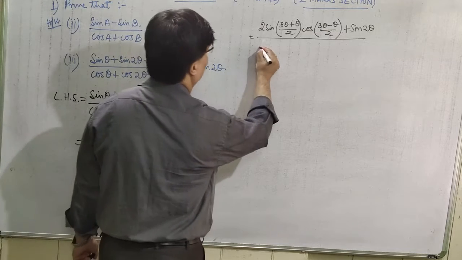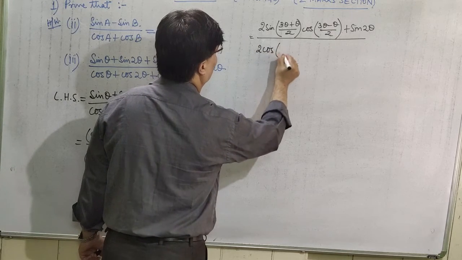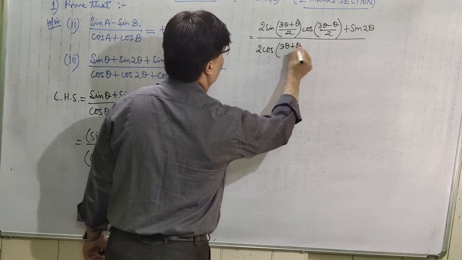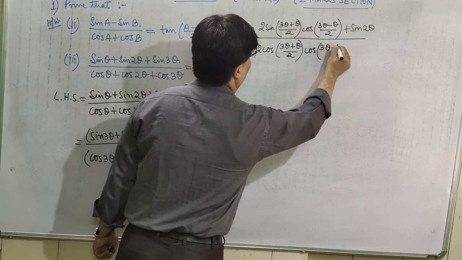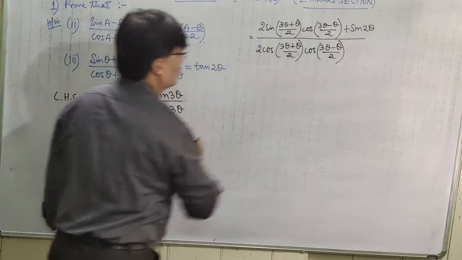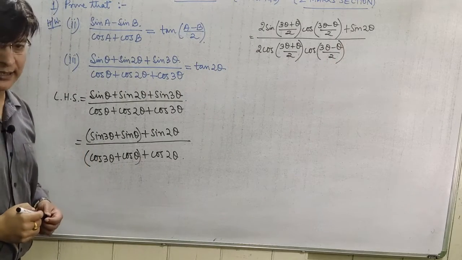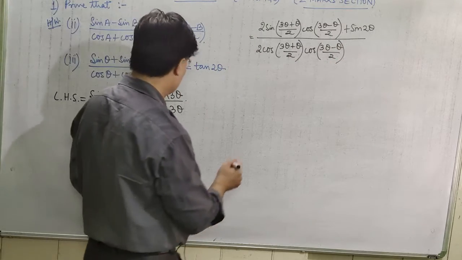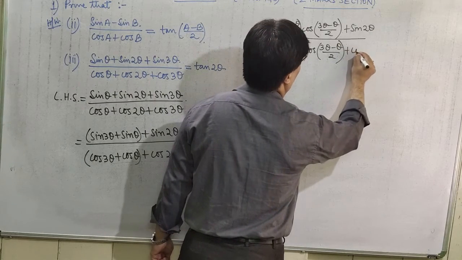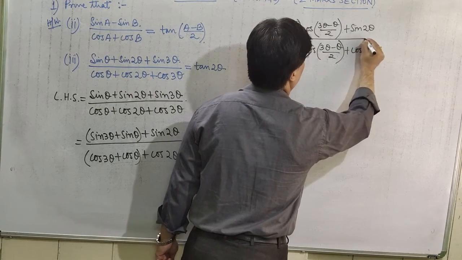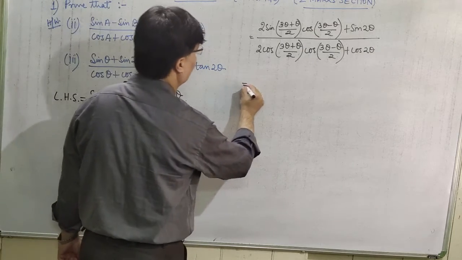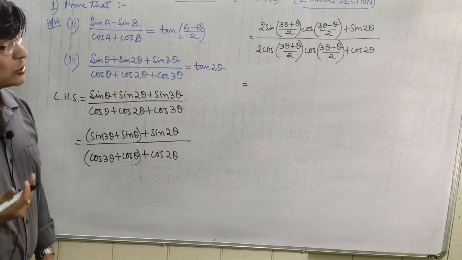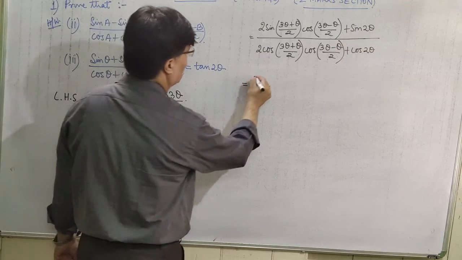So let us write it here. 2 cos of C plus D by 2 into cos of C minus D by 2. Here C is 3 theta and D is theta, right? And then you should write plus cos 2 theta. Okay? So let us do the simplification now.